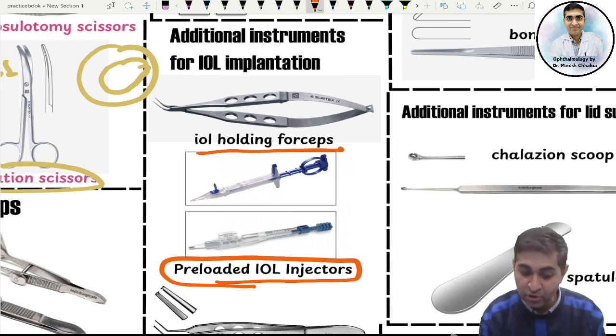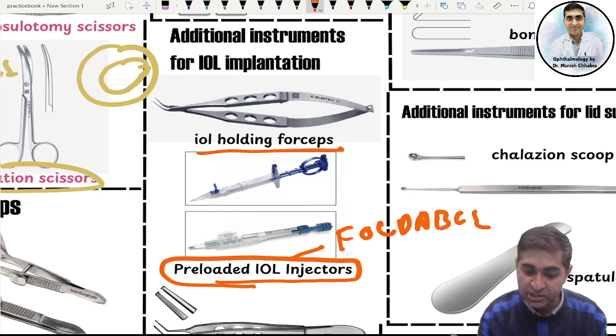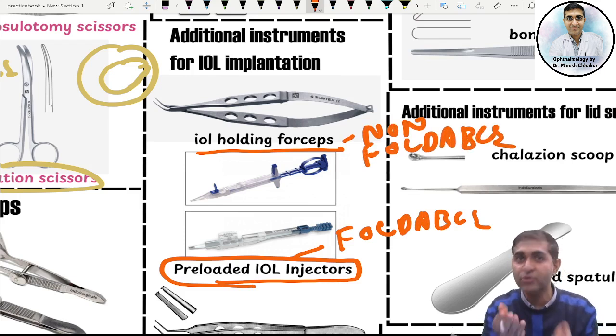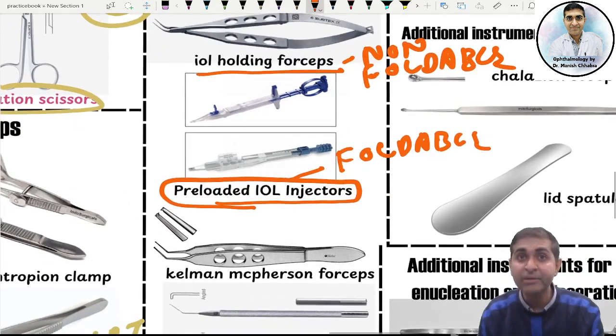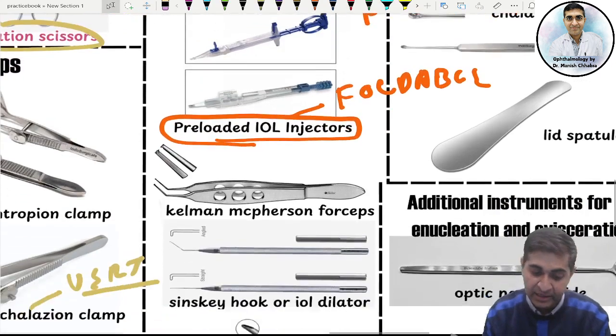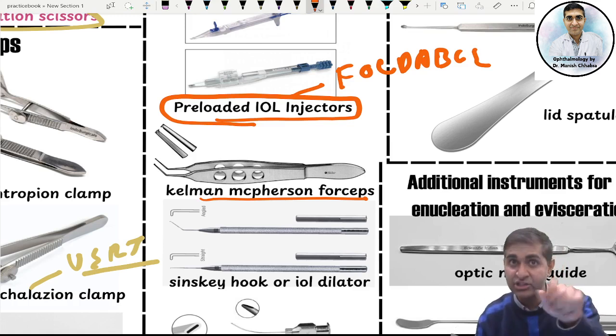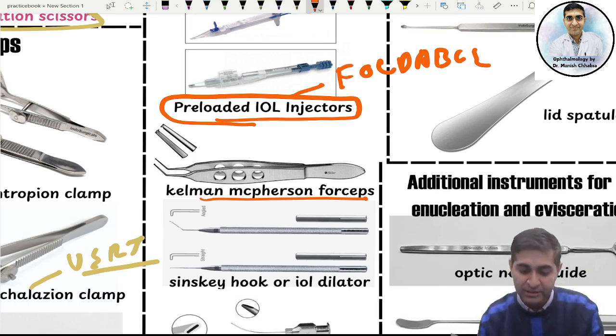So this is your preloaded, but preloaded is used only for foldable IOLs. This IOL holding forceps is for non-foldable IOLs, because they cannot be folded. Non-foldable PMMA, if you try to fold it, it will break. But foldable IOLs are made up of special materials: acrylic, silicone, hydrogel. Most common is acrylic. Kelman-McPherson forceps, again with Kelman-McPherson you can manipulate the structures. You can hold the conjunctiva, you can hold part of the cornea. So this is used for holding the structures.